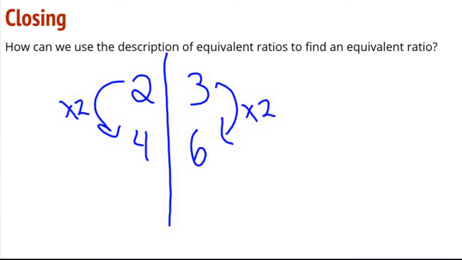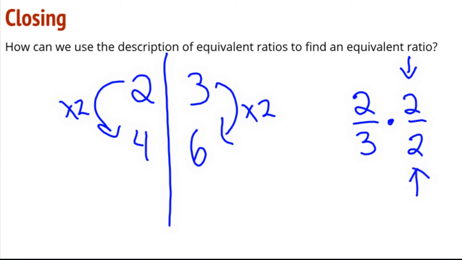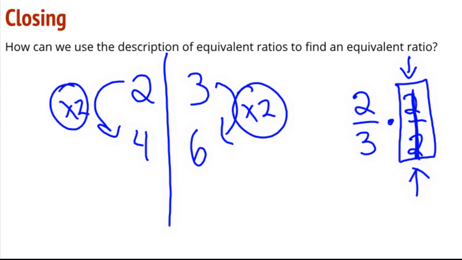Equivalent means equal value. Now, I showed this in class yesterday. I didn't show it in the video. But we talked about if you've got the ratio of 2 to 3 and you multiply by 2, but it's not by 2, you're multiplying by 2 over 2. This fraction right here is equal to 1. When you multiply by 1, the value doesn't change. So when we're multiplying by these 2's here, it's the same as multiplying by 1. The value doesn't change.